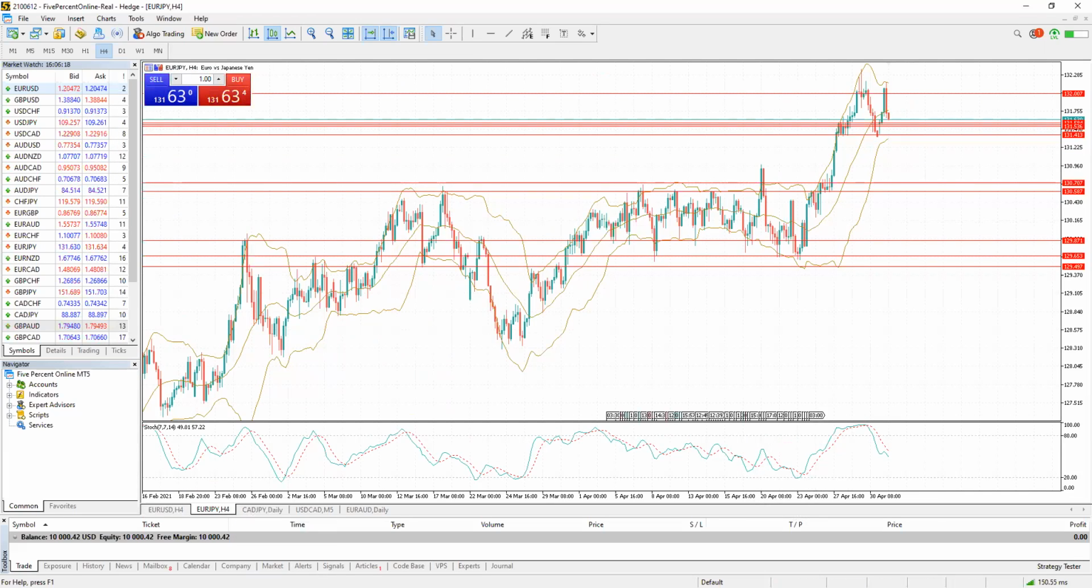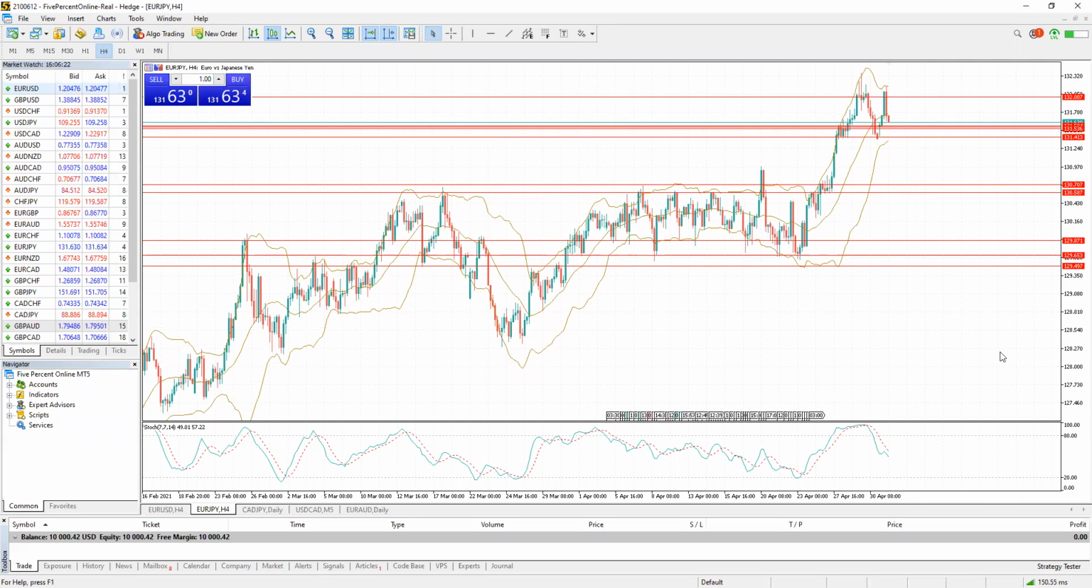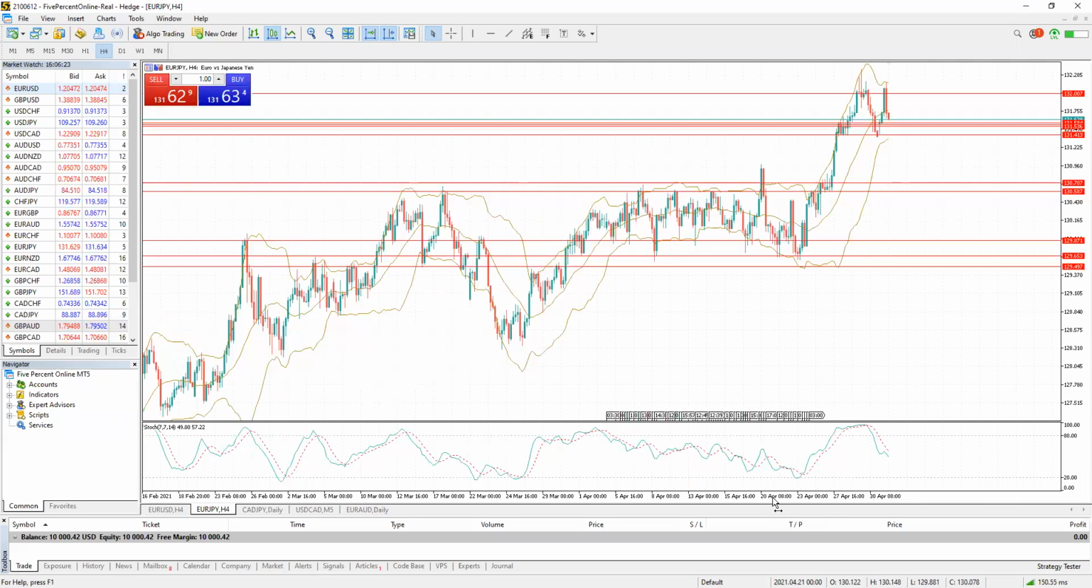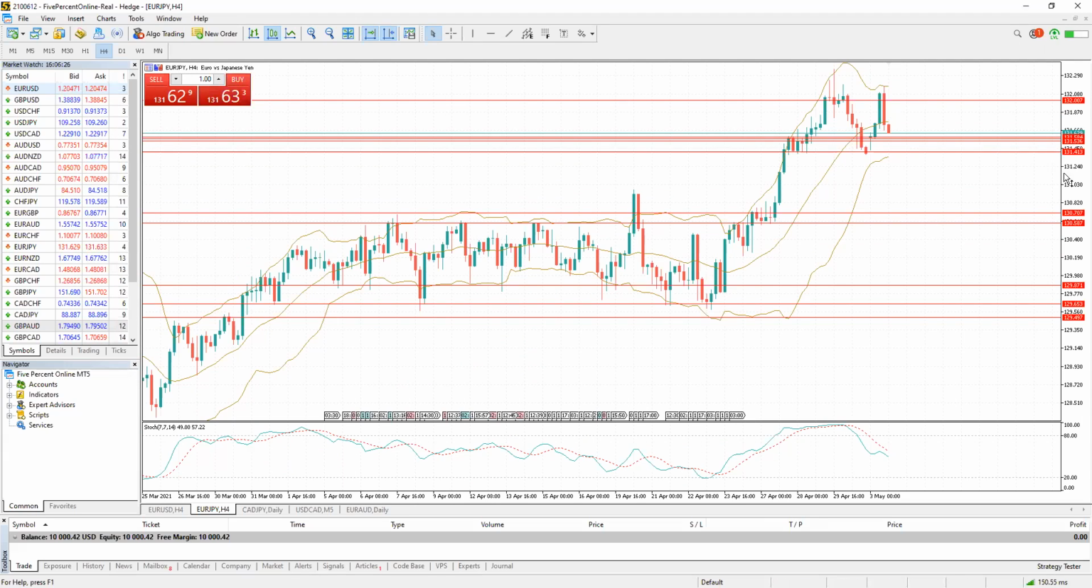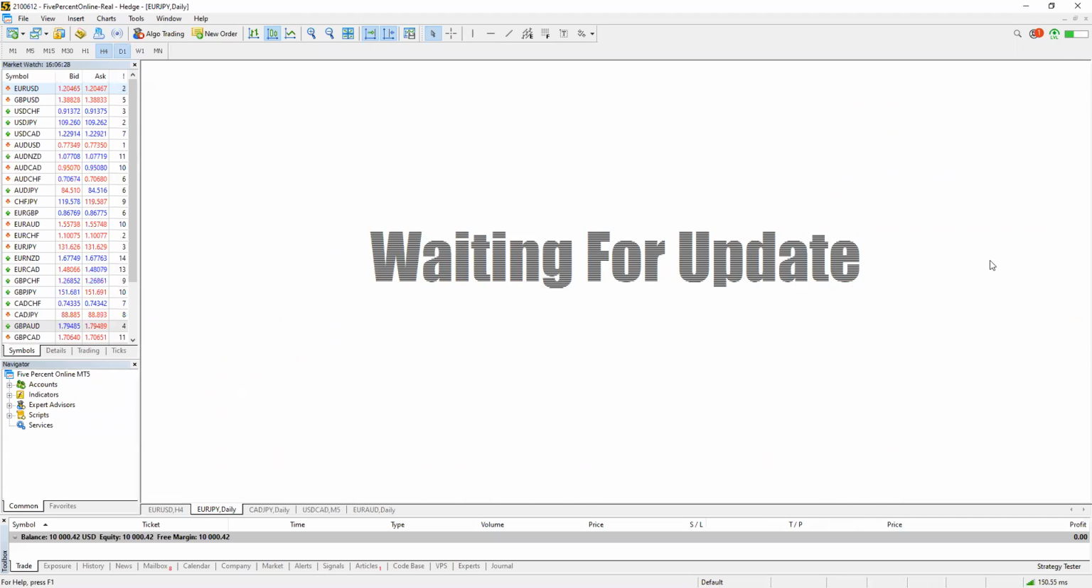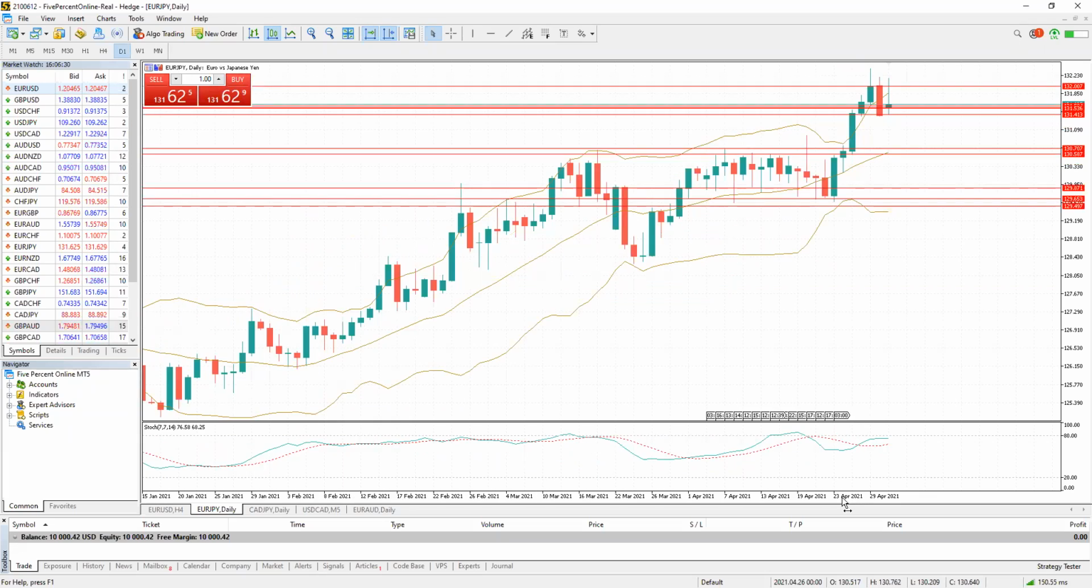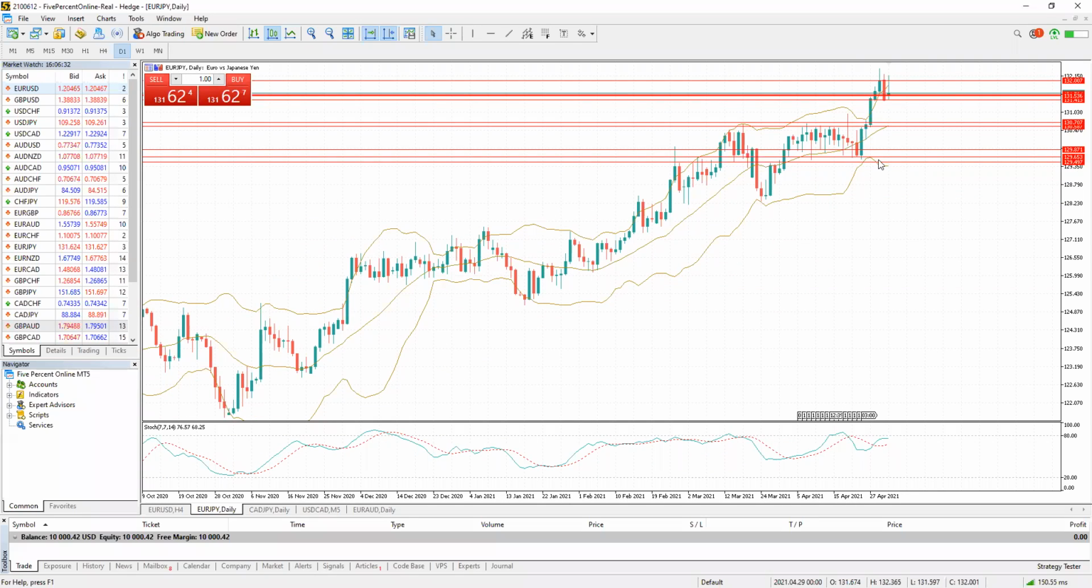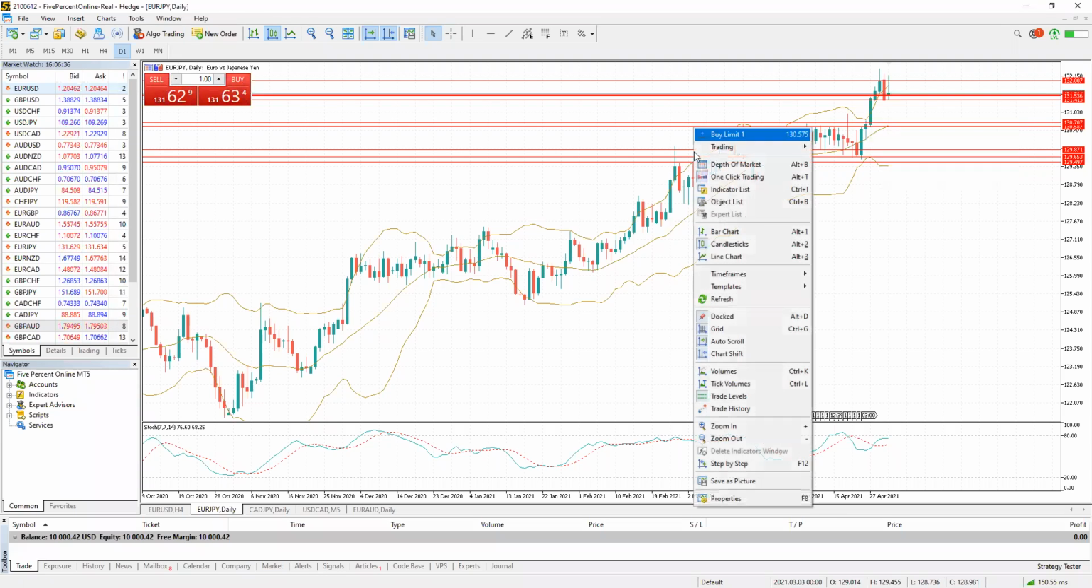So let's check the euro yen before we go to the NZD yen. Okay, that's a great one. What's happened here? So let's see on the day one. I have a lot of lines.